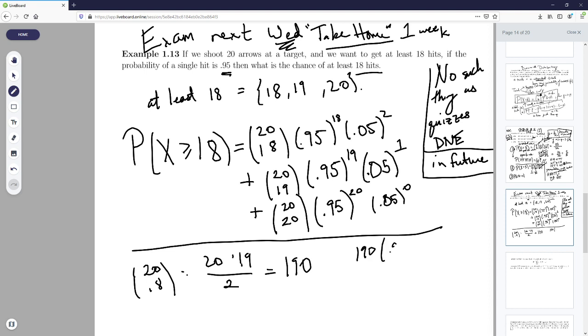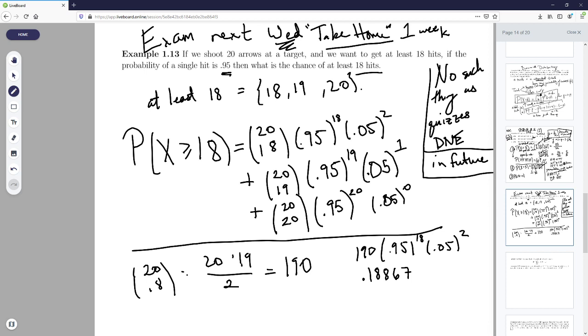So, okay, and then we just do this business. 0.05 squared. And so we see that this number is probably not going to be very big, because 0.05 times 0.05 is already 0.0025, and then you multiply by 0.95 to the 18th power, which is small, and then you multiply that by 190. So I'm getting something approximately 0.18867 for this one. All right, so now let's see what we get for the next one.